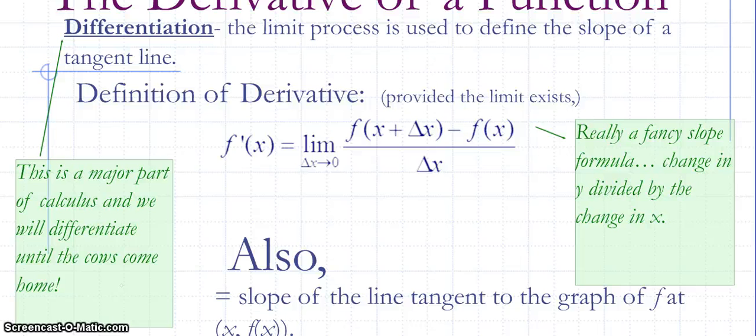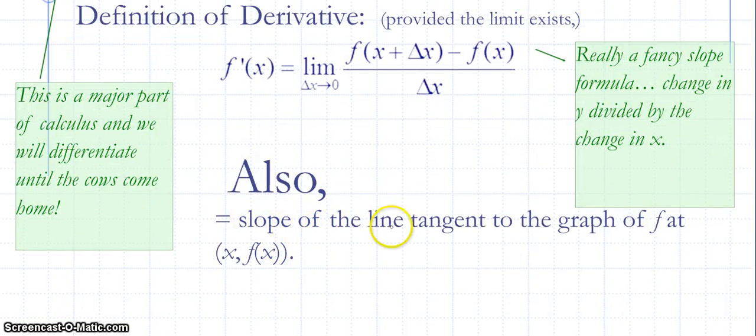But, moving on, the definition of a derivative, provided the limit exists, is the limit as delta x goes to 0 of f of x plus delta x minus f of x over delta x. How did we get this? Well, really, it's just a fancy slope formula, right? That's what we did. We did y2 minus y1 over x2 minus x1. The only difference is we're doing it as the change in x gets infinitely close to 0, and then it becomes a tangent line. So again, it equals the slope of the line tangent to the graph of f at some point x comma f of x. This is one of the notations for a derivative. We're going to see more notations for a derivative in the next video.